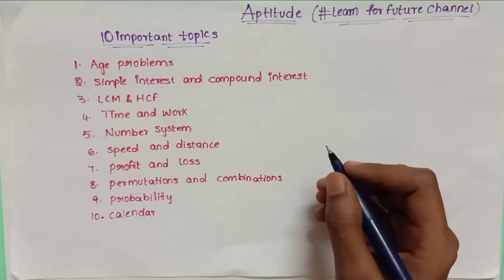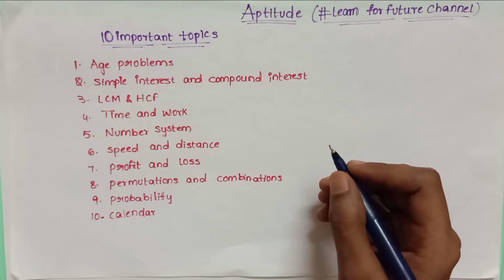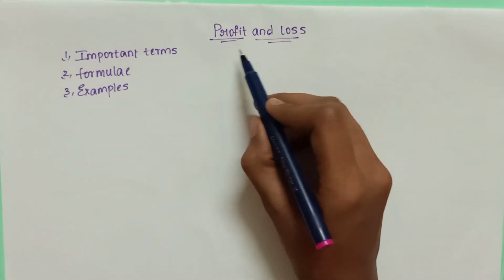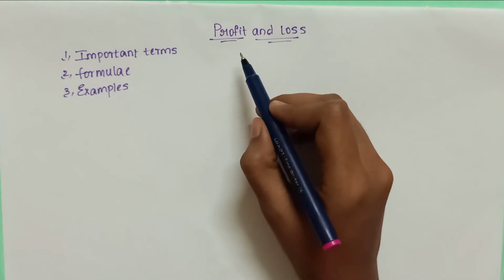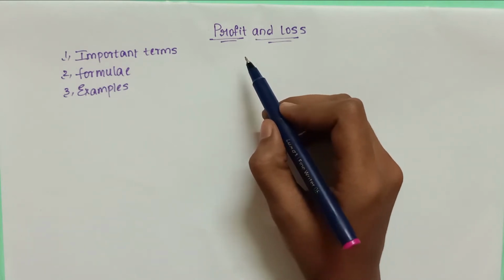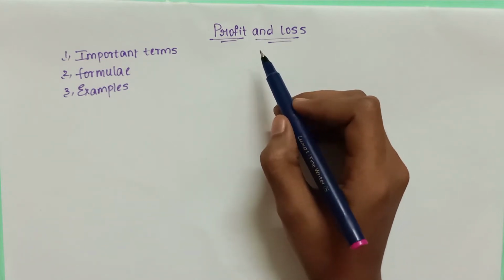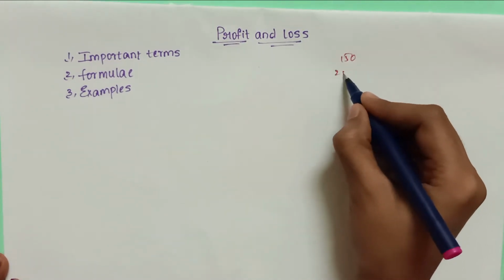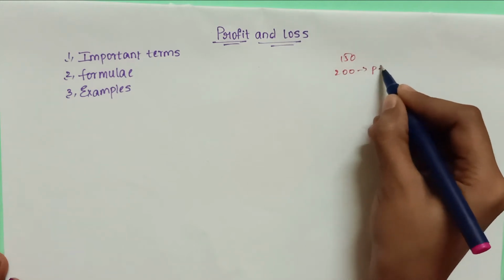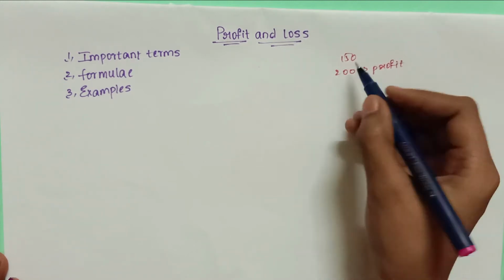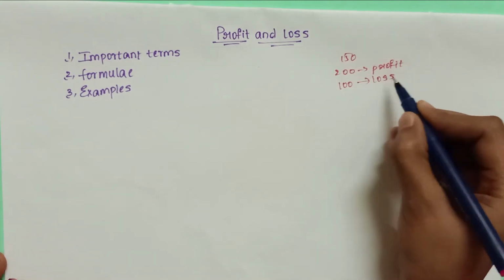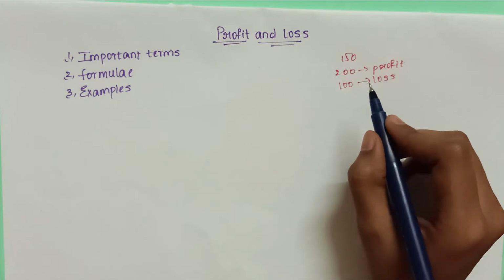In this video, I am going to explain about profit and loss with some important terms, formulae and some examples. Profit and loss. Basically, by seeing this, we can understand that, for example, if we sell one article or a product, we buy it for 150 rupees and we sell it for 200, this is profit. When we sell at 100 rupees, that is loss. So this is the difference between a profit and loss.